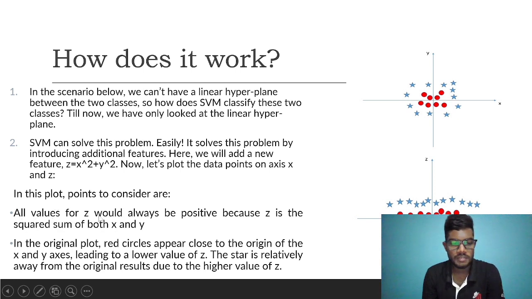All values of z would always be positive because z is the squared sum of both x and y. Here z equals x squared plus y squared, so it is always positive. In the original plot, red circles appear close to the origin of the x and y axis, leading to a lower value of z. The stars are relatively away from the origin, resulting in a higher value of z.